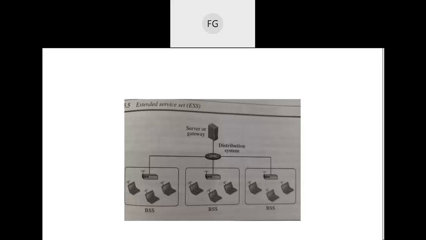This means that when there is a connection between one BSS, let's take this BSS for example, then a communication between one end system to the other within one BSS may not require the use of the access point. However, when communication takes place from one BSS to other BSS, then the use of access point is required.